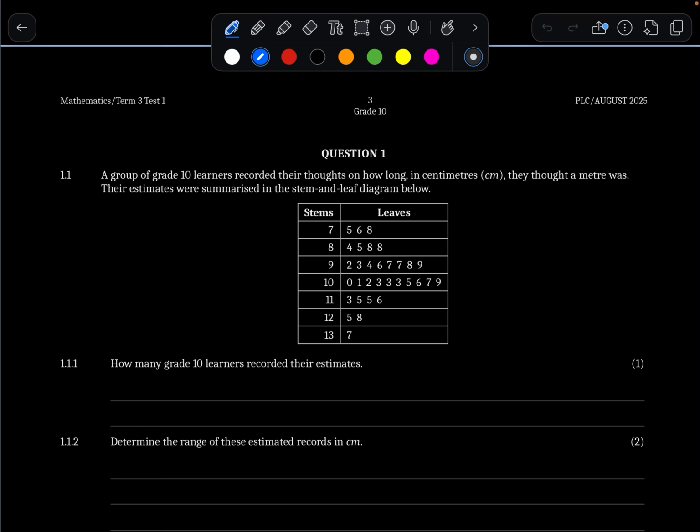Just as a reminder, this is how you read off a stem and leaf diagram: the 7 and the 5 stands for 75. The next one, the 7 and the 6, is 76. And the 7 and the 8 is 78. Okay, so that's how we read it off, just as a recap.